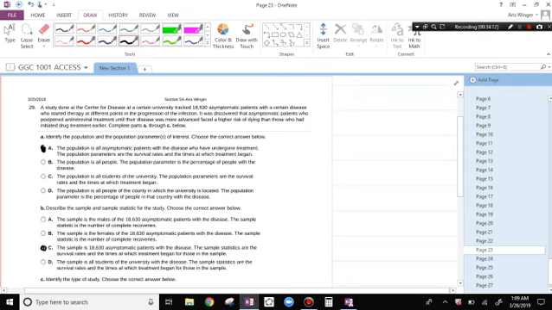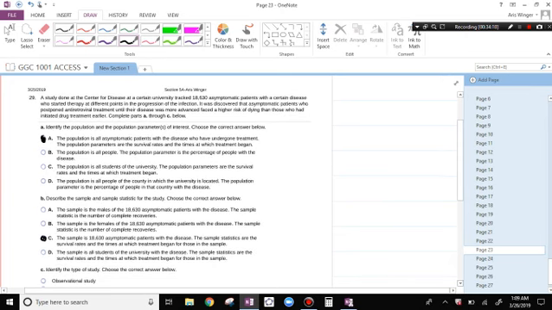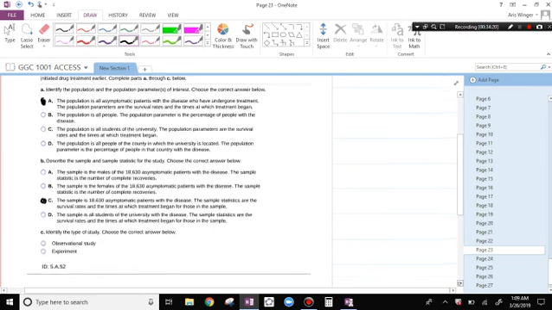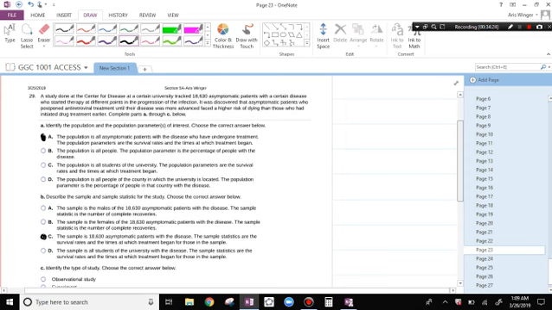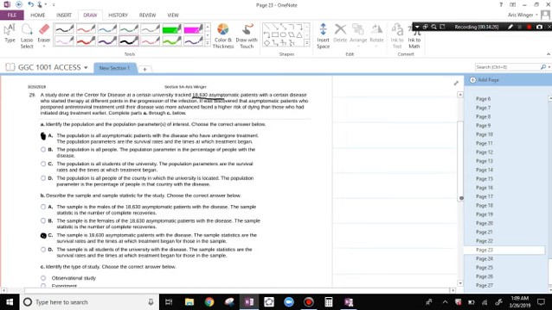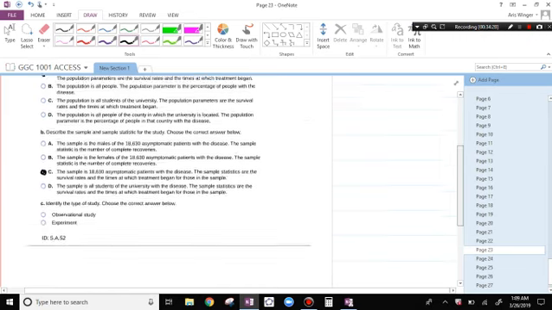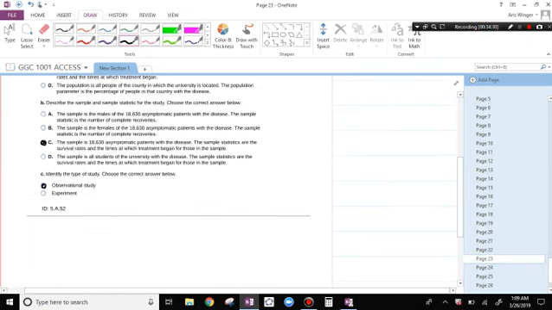Let's see. Identify the type of study. Looks like you're just tracking these people. Right, so you're just looking at the data. You're not doing anything to them. You're not experimenting on them.